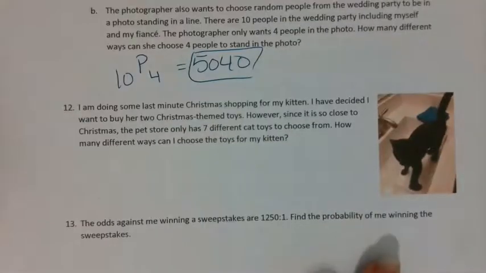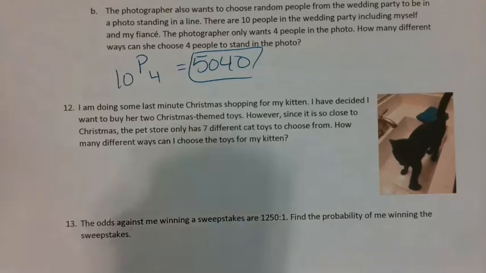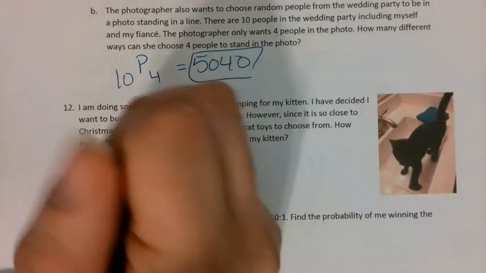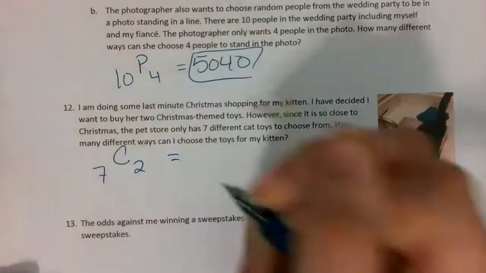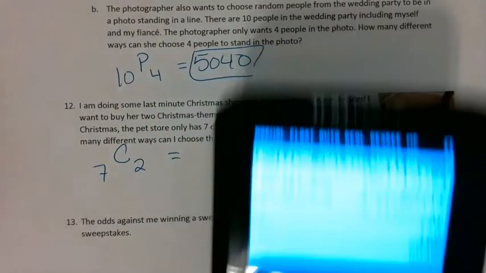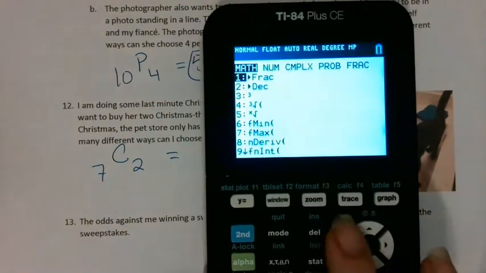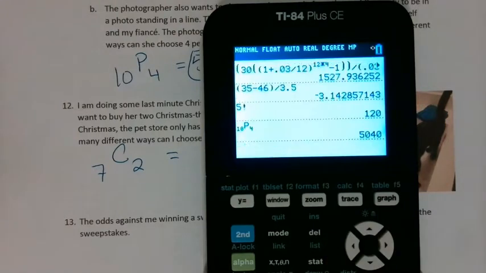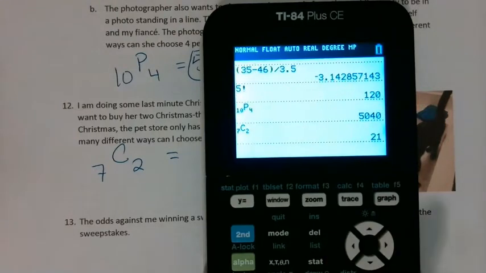Okay. I'm doing some last minute Christmas shopping for my kitten, and I've decided I want to buy her 2 Christmas themed toys. However, since it's so close to Christmas, she only has 7 different cat toys to choose from. How many different ways could I choose the toys for my kitten? So what I want to do here is, order doesn't matter. She's not going to know when I bought them in. So I'm going to do 7C2. There were 7 to choose from, and she ends up with 2 toys. 21.